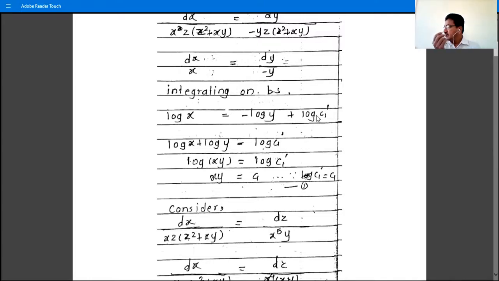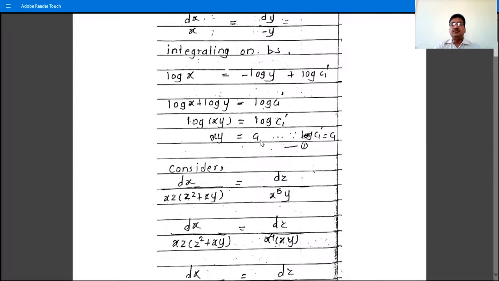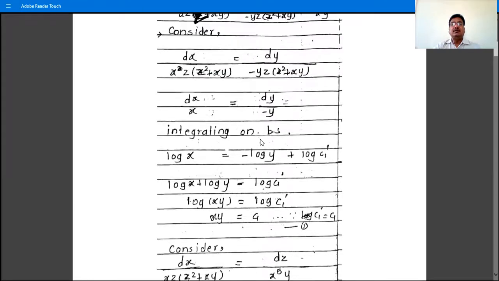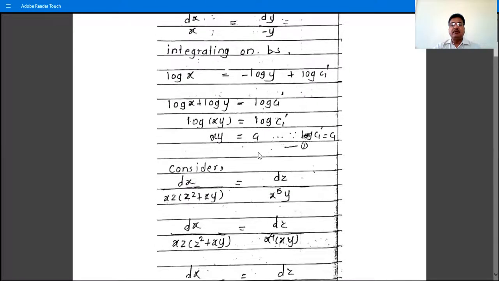Suppose log c1 dash is the constant of integration, either add c1 dash, and then shift this minus log y. So log x plus log y is log x into y, cancel log on both sides. So we have x into y is equal to c1. Either write c1 dash is equal to c1. So we have x into y is equal to c1 is the first solution of this given differential equation.